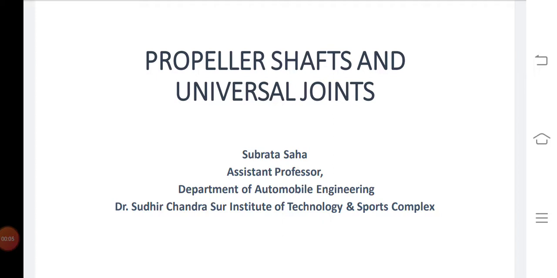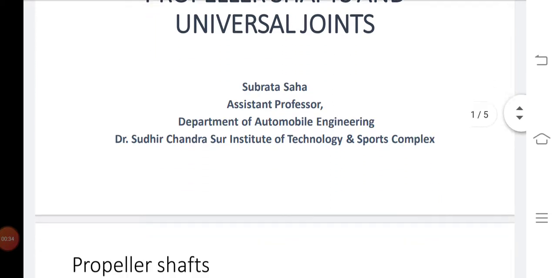Today I am going to discuss the two main components of the power drive, or the drive line, of a vehicle. That is the propeller shaft and the universal joint. The propeller shaft is also known as a cardan shaft.